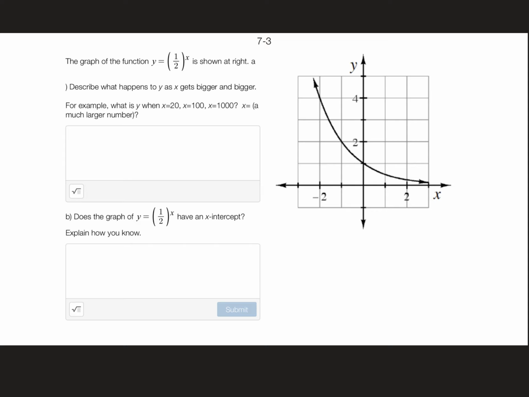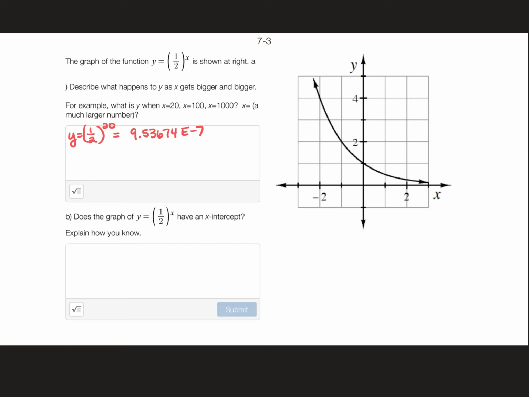If you wanted to actually calculate those, you would have y equals 1/2 raised to the 20th power. So then use your calculator, and you're going to get a number that looks like this. It's going to be like 9.53674 e to the negative 7. Guys, that means it's a really, really small number.